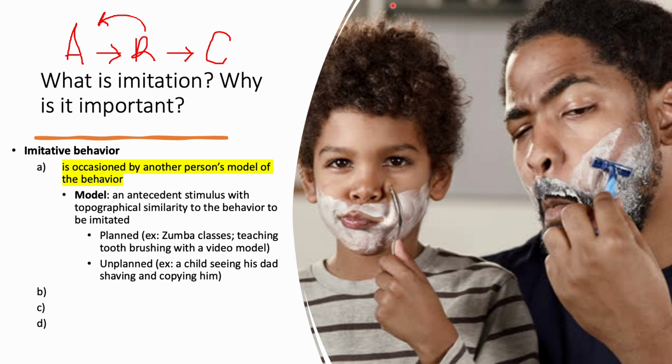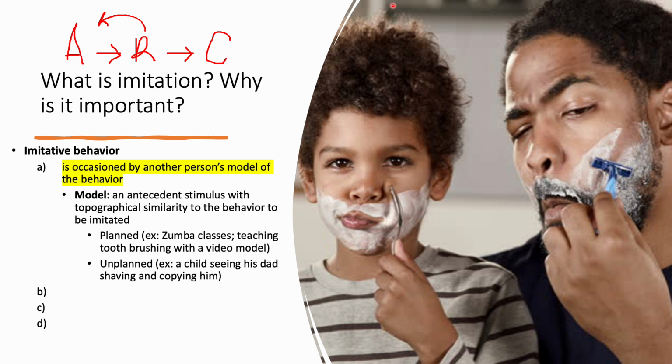If I have a client that I'm working with that does not know how to brush their teeth, and I wanted to use video modeling, meaning that there's a video playing with someone demonstrating the skill of how to brush your teeth, and they're going step by step and demonstrating what that skill looks like, this is also an example of a planned model. I am explicitly instructing the individual to engage in the different steps of a behavior chain, okay? Models can also be unplanned models.